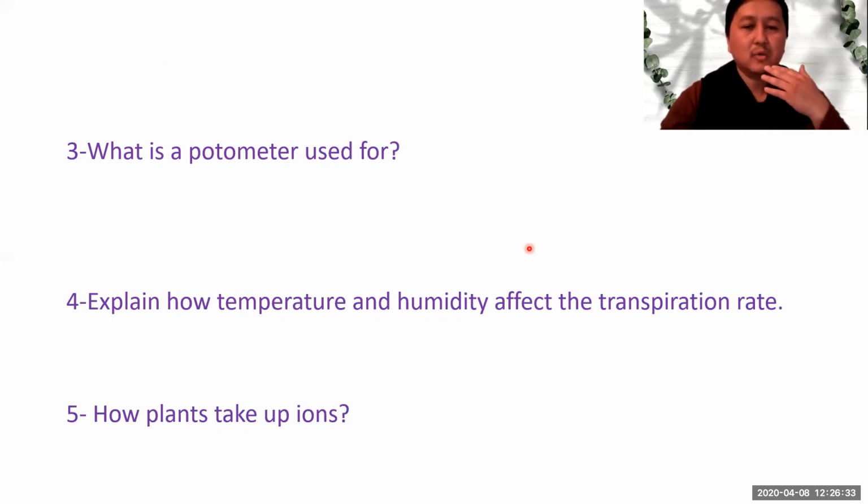Explain how the temperature and the humidity affect the transpiration rate. Now, when the temperature increases, the transpiration rate also increases, because more water is converted to vapor, and it diffuses through the stomata. And in humidity, if the atmospheric humidity is high, there's less water evaporation. It decreases the transpiration rate. If there's a lesser amount of humidity, the transpiration rate will increase.